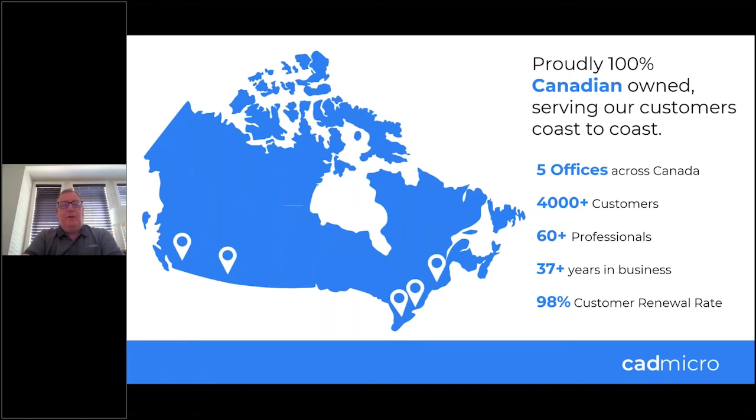A little bit about CAD Micro, if you're not familiar with us. We're a Canadian provider of engineering and manufacturing technology. We're coast to coast. We're 100% Canadian owned. We have offices in Vancouver, Calgary, Cambridge, Toronto, and Montreal. We've been in business for more than 37 years, and we're about 60 people.